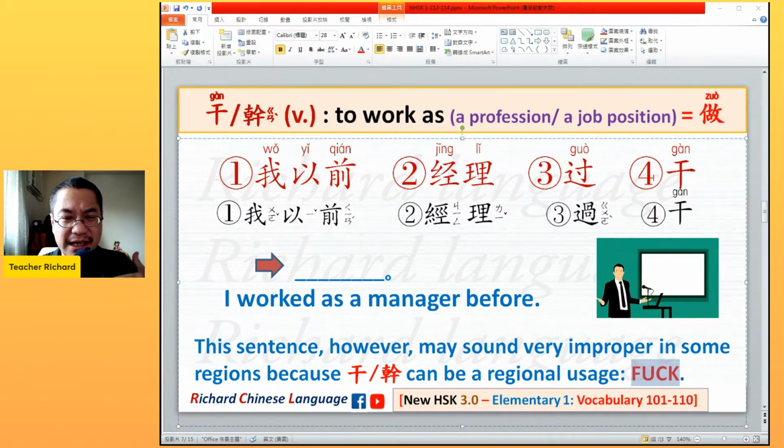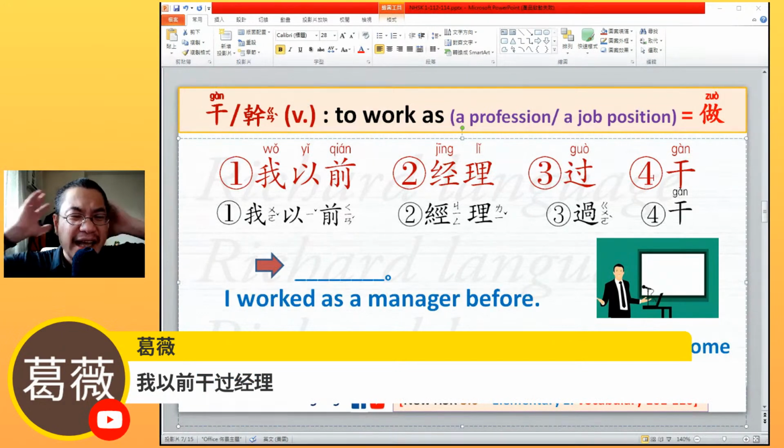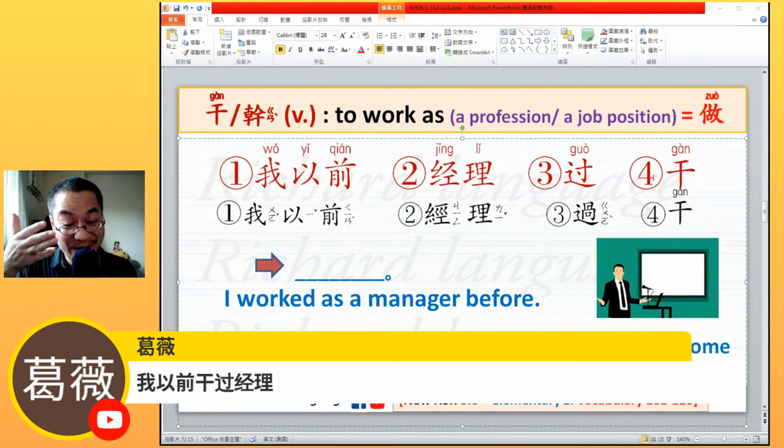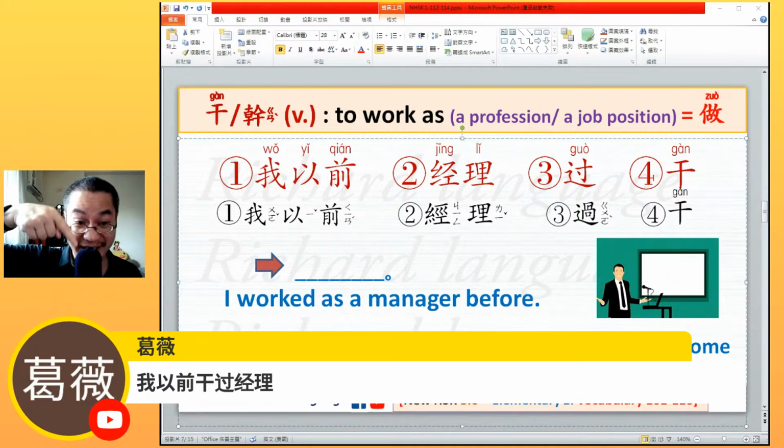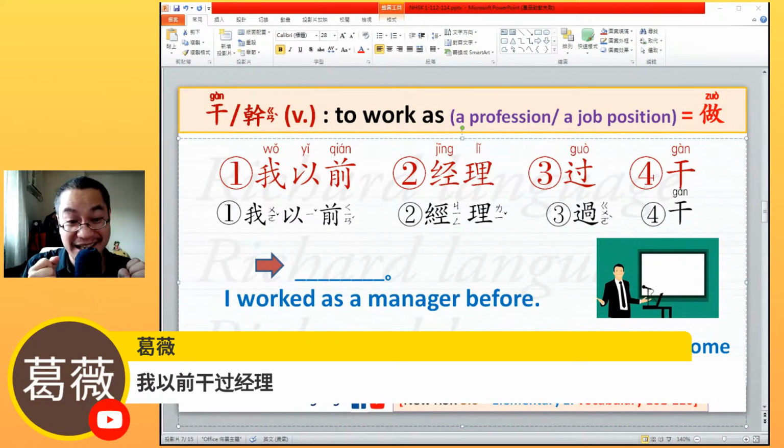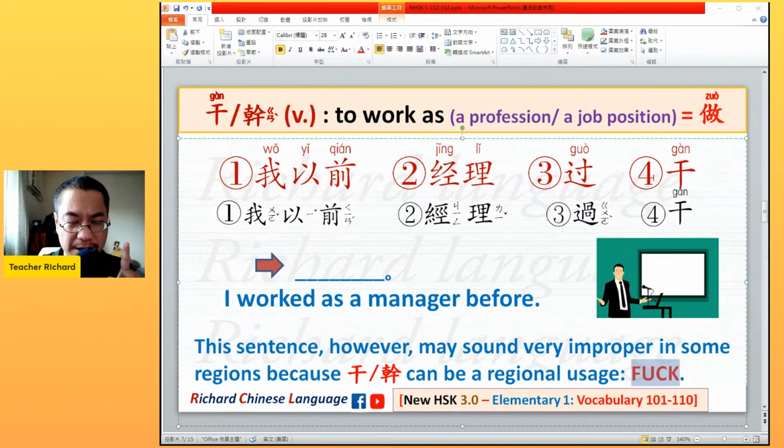That's the reason why when you say 我以前干过经理, that sounds quite rude to me, because in Taiwan, 干 also has another meaning, that is to fuck. So you can see how rude this sentence is if I think 干 means fuck in Chinese. So my suggestion is don't use the word in your Chinese sentences, because it sounds quite rude, quite impolite for many people in Taiwan or in other regions.